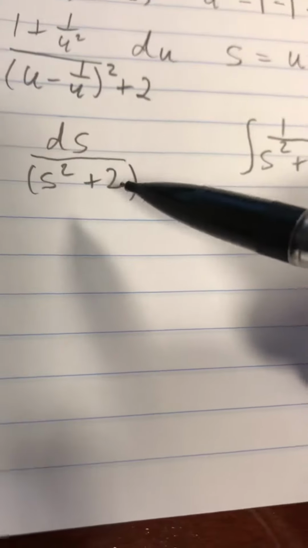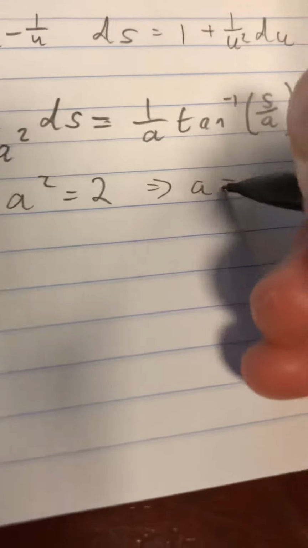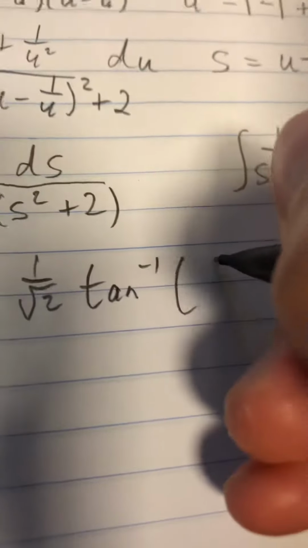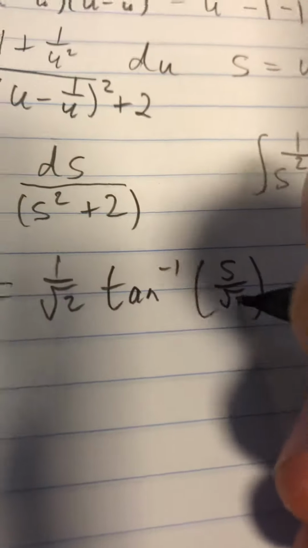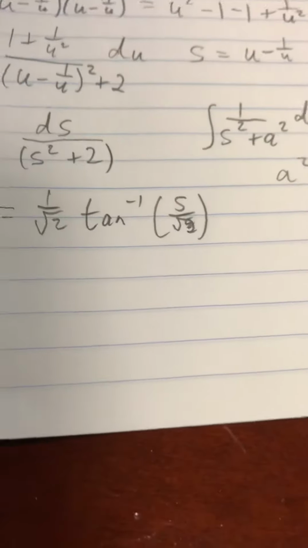Now in this case, I notice I have a 2 here, and yet this is a squared. So that means a squared is equal to 2 right here. And if that's true, that means my a is just equal to the square root of 2. So when evaluating this integral and plugging in for my a using the square root of 2, that means this integral right here is equal to 1 over the square root of 2 times the inverse tangent of s over the square root of 2. I'm not going to bother writing my constant just yet because I'm going to have to add other things.